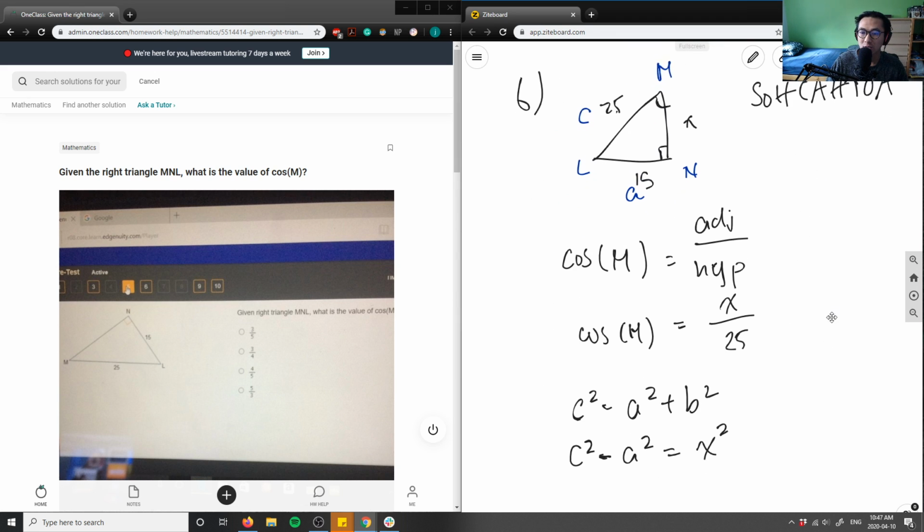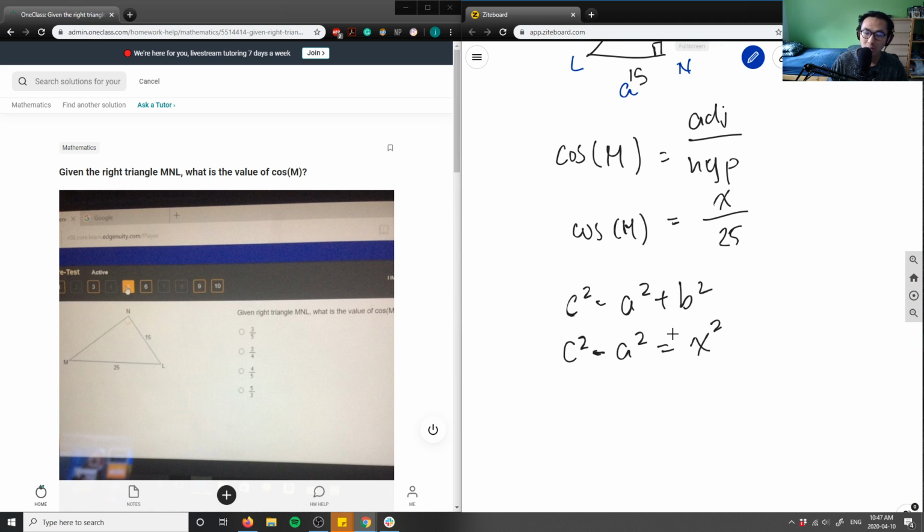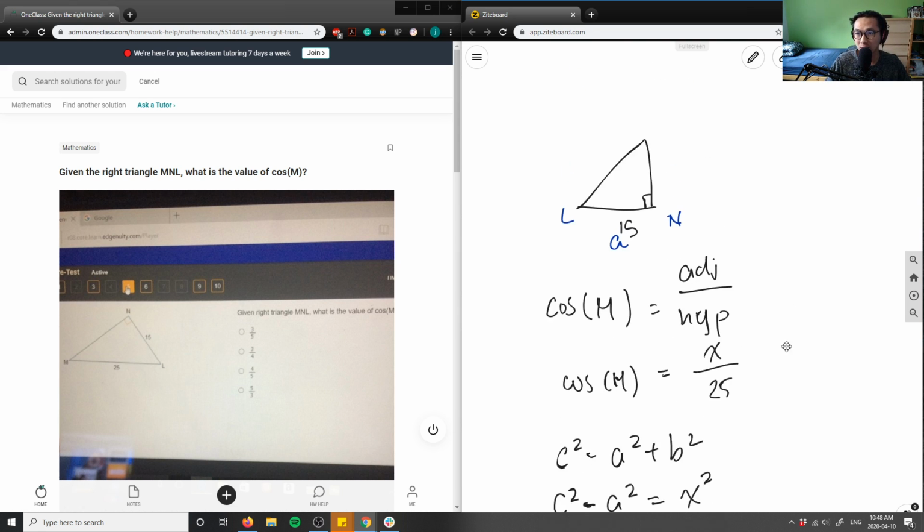So it would be 25 squared minus 15 squared equals x squared. I'm going to use my calculator. 25 squared is 625. 625 minus 15 squared gives 400, which equals x squared. I would square root both sides, and I get x equals the square root of 400, which is 20. So x here equals 20.